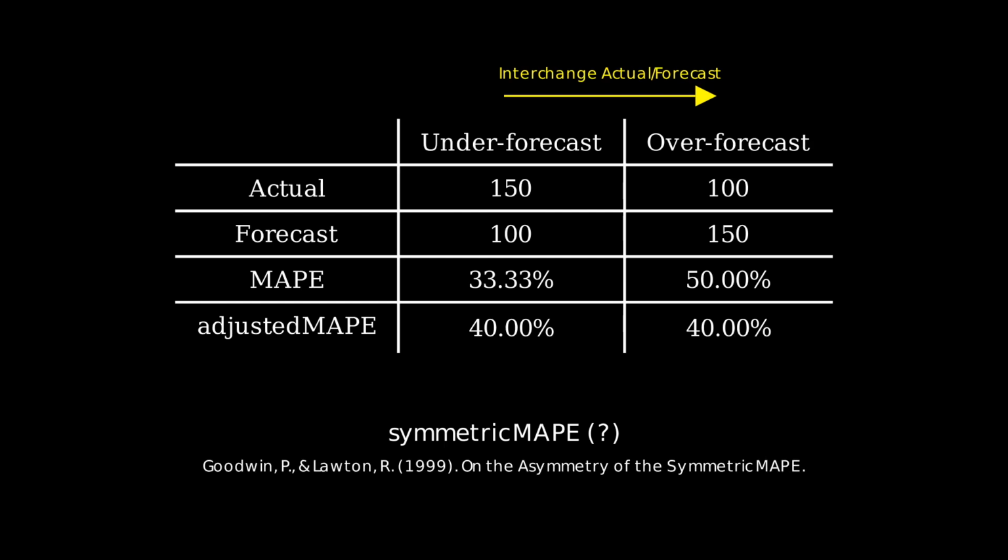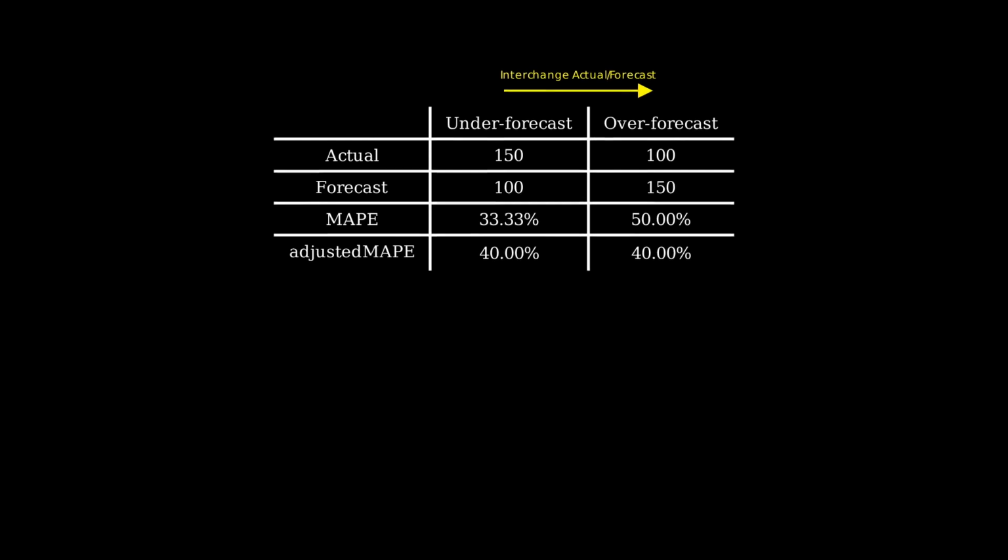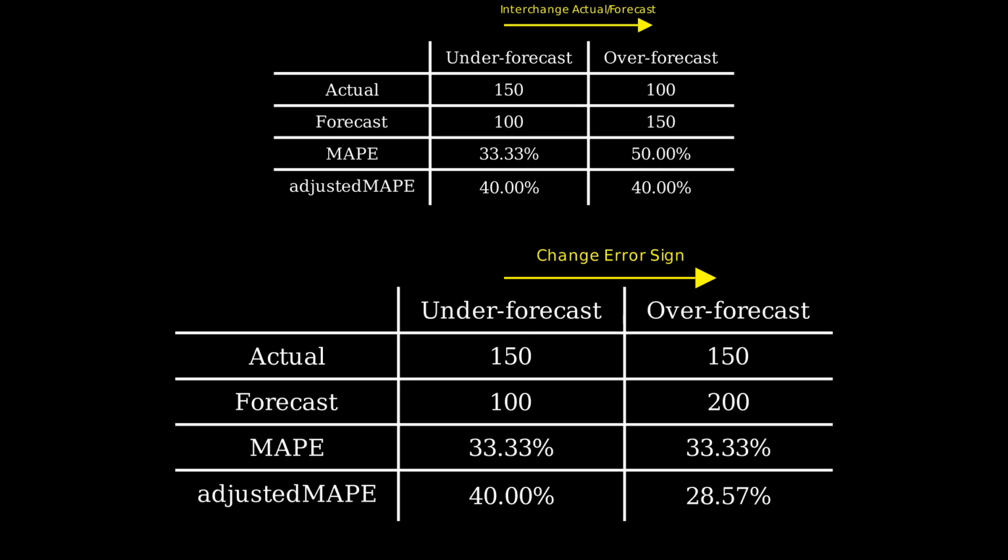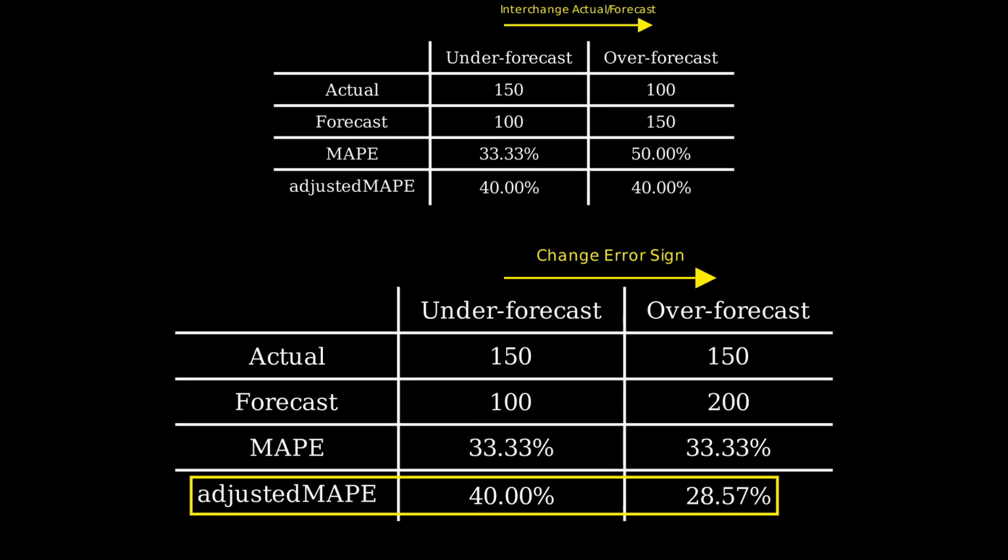Imagine that in our table, we get the over-forecasted column not by interchanging actual and forecasted values, but by changing the sign of the error while keeping the actual value and absolute error the same. In this scenario, it is the MAPE that remains the same, while adjusted MAPE changes and puts a lower penalty on the over-forecasted case. This shows that adjusted MAPE can in fact be asymmetric, depending on how you define symmetry. Therefore, I believe, like the authors of the paper I showed earlier, the term symmetric MAPE should not be used.